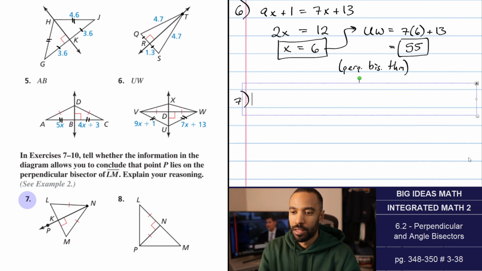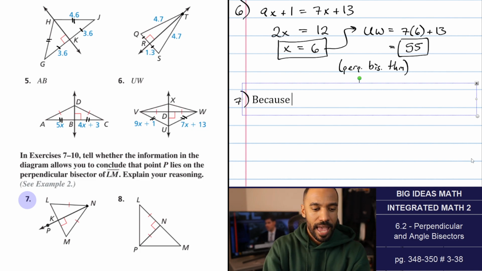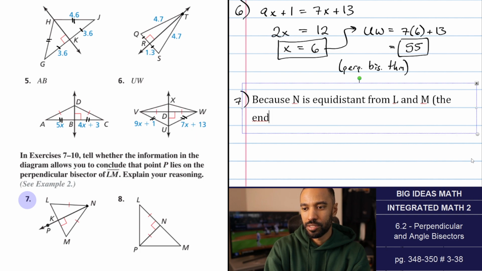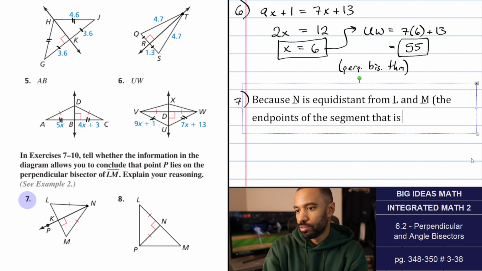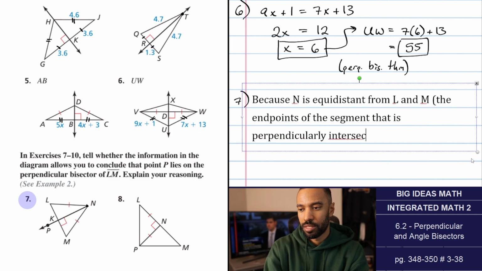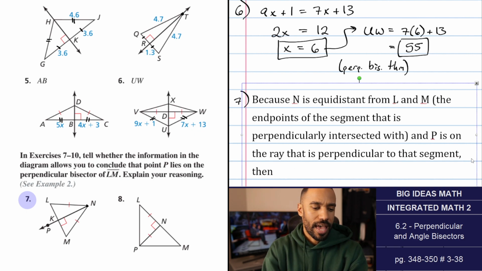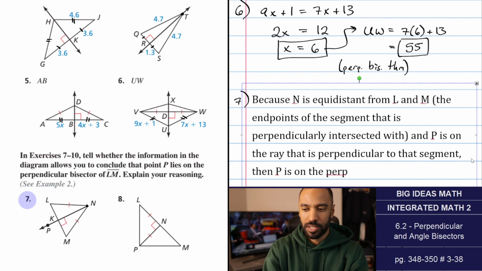I'm going to type it. Because N is equidistant from L and M, the endpoints of the segment that is perpendicularly intersected, and P is on the ray that is perpendicular to that segment. I'm probably overwording this. Then P is on the perpendicular bisector of that segment.